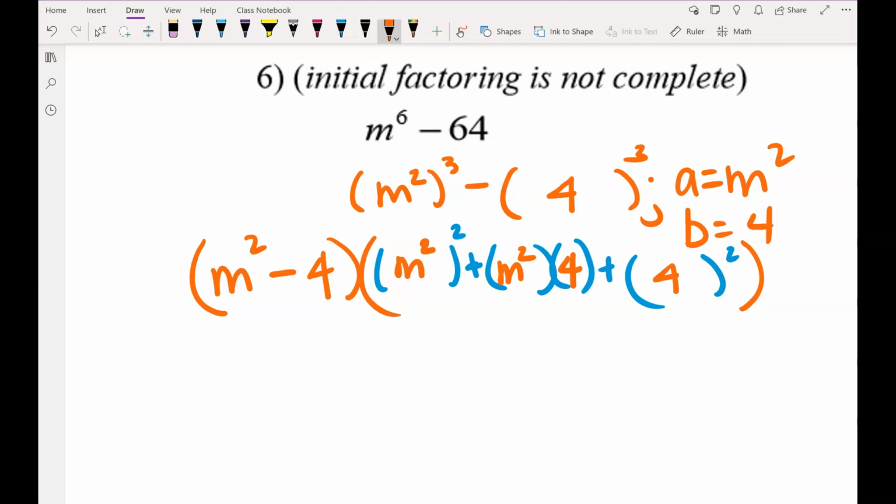Okay, so now we are going to go and see. Let's make it pretty. M squared minus 4 times, what's M squared squared? M to the 4th. So when we have power to the power, students, we multiply the powers, okay?